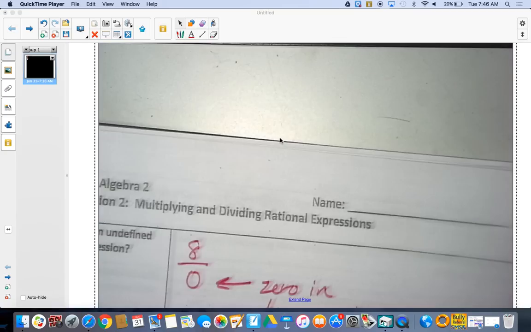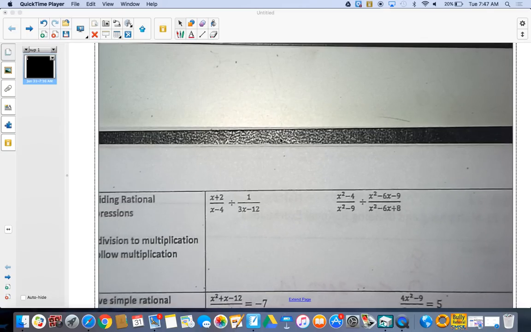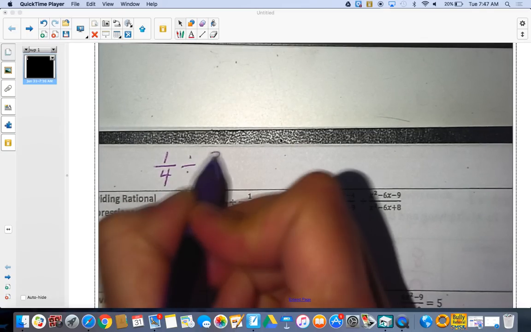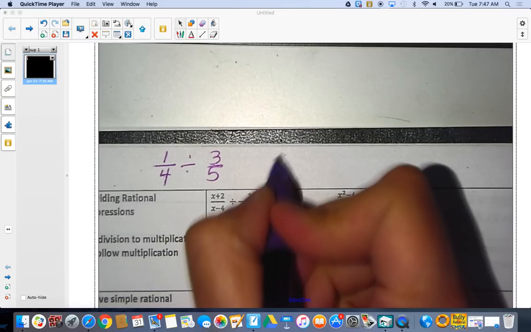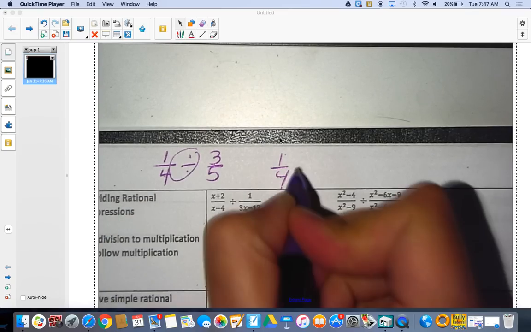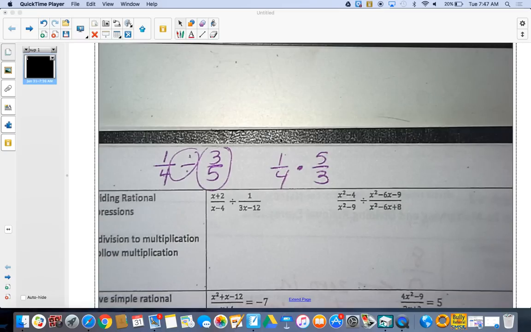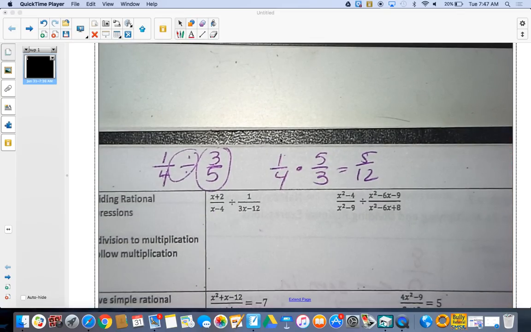All right, so now the last thing we're going to do is we're going to divide here. So let's review how you divide fractions. So if I had 1/4 divided by 3/5, what you do is you copy the first one down, you change division to multiplication, and then you flip it. And then you cross factor or multiply straight across. So that's what you do when you divide fractions. We use the same rule to do rational expressions.